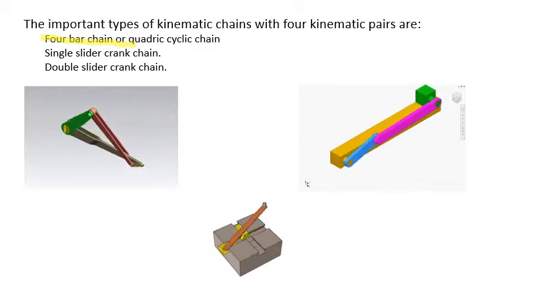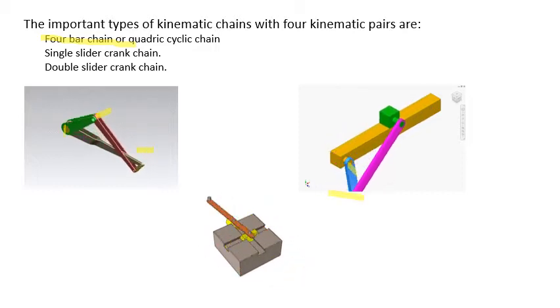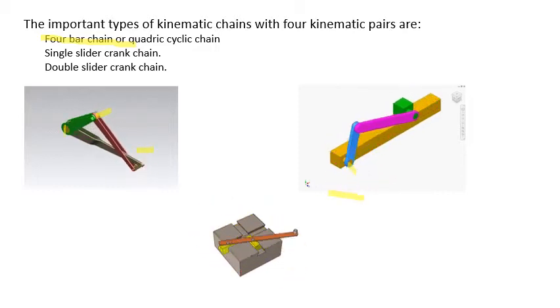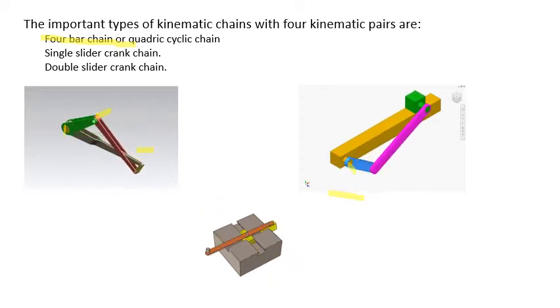Okay, so the 4-bar chain or quadric chain consists of 4 turning pairs, right? This is the first turning pair, second one, third one, and fourth one. So it consists of 4 turning pairs or revolute pairs. Whereas in this case, it has 3 turning pairs. This is one turning pair, this is the second, and this is the third. Whereas this slider and the surface have a sliding pair. So 3 turning pairs and one sliding pair.